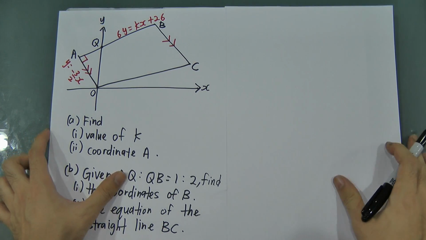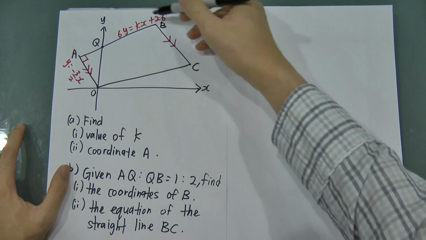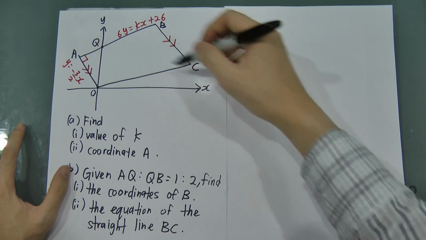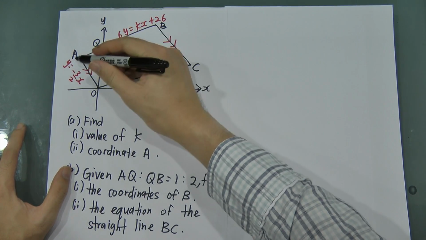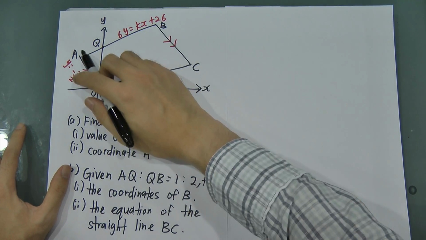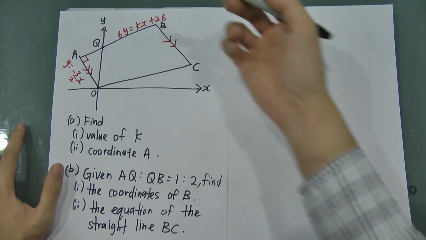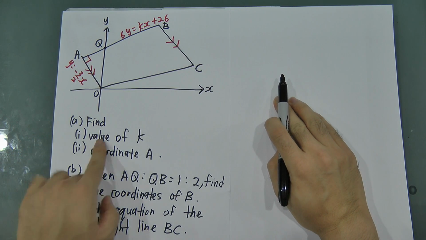You see the diagram. This one means they are parallel. Parallel always means they have the same gradient. And you got the perpendicular symbol, 90 degrees, which means m1 multiplied by m2 will equal negative 1. And then you got the equation for AB and the equation for AO. He's going to ask you to find the value for k.